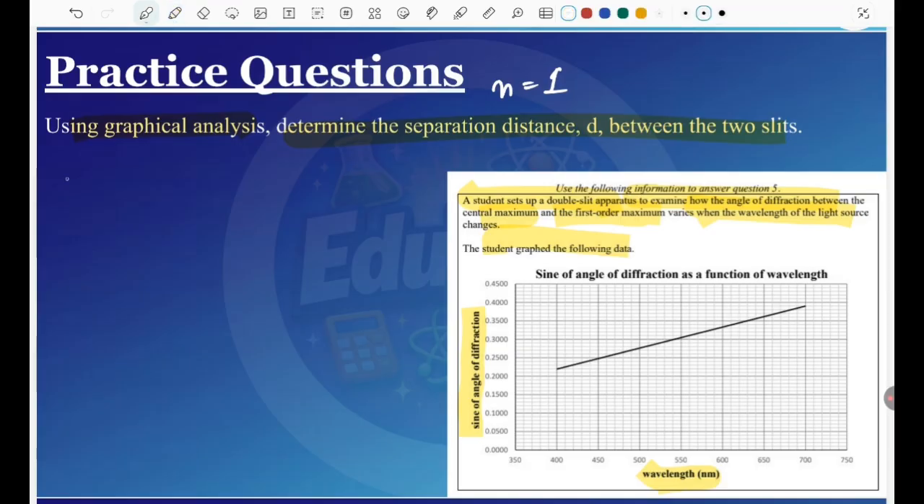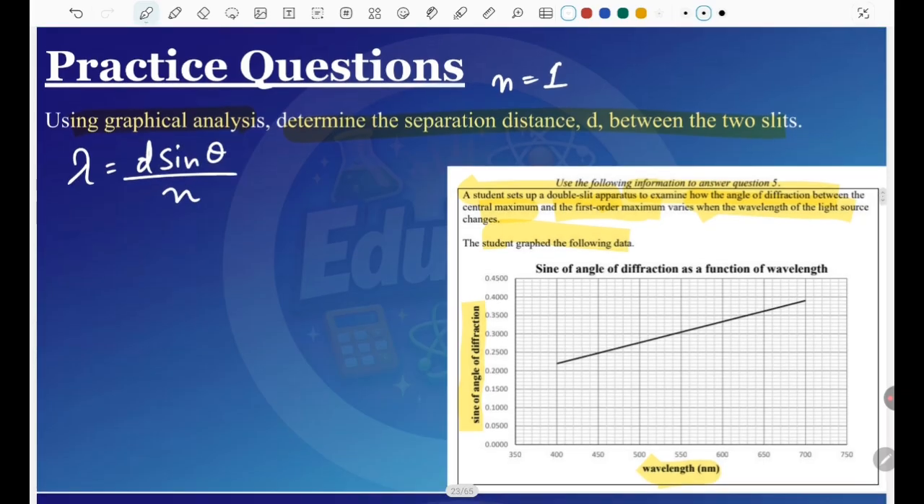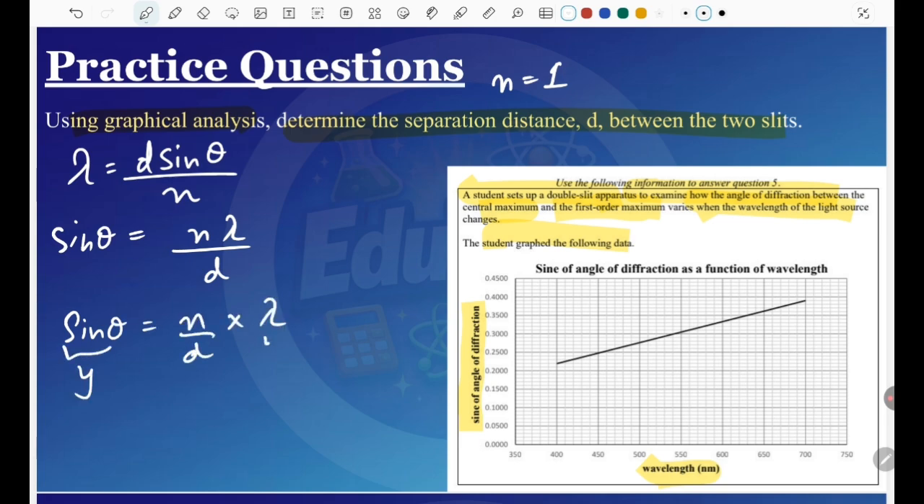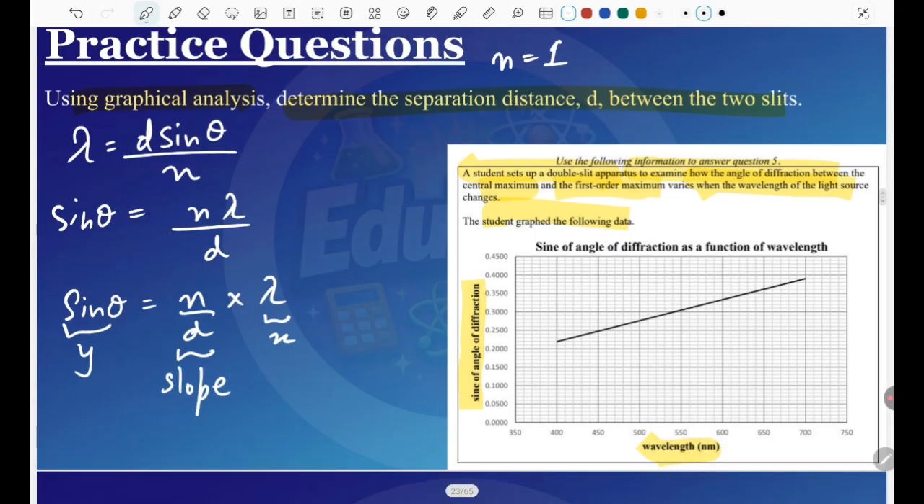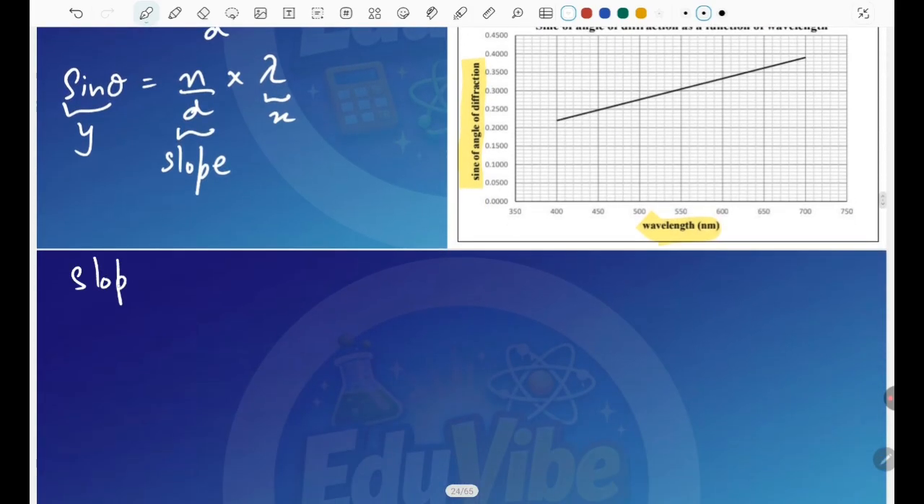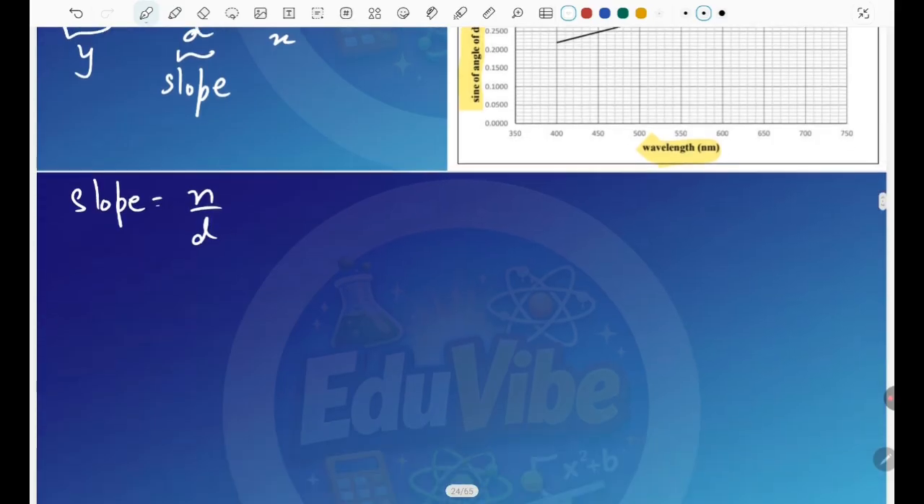But firstly, we have to know what the slope is equal to. Your wavelength is equal to d sine theta upon n. Sine theta is on the y-axis, so sine theta equals n wavelength upon d. Also wavelength is your x-axis, so it is separated here: n upon d times wavelength. So this is your y, this is your x, and this n upon d is your slope.